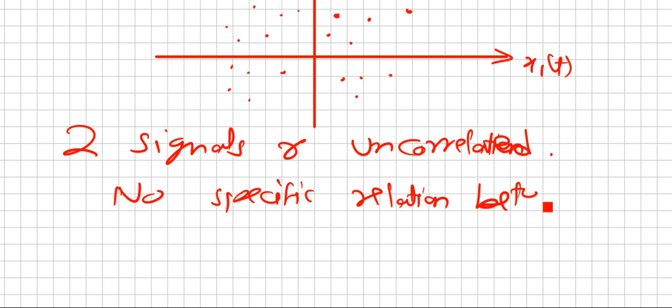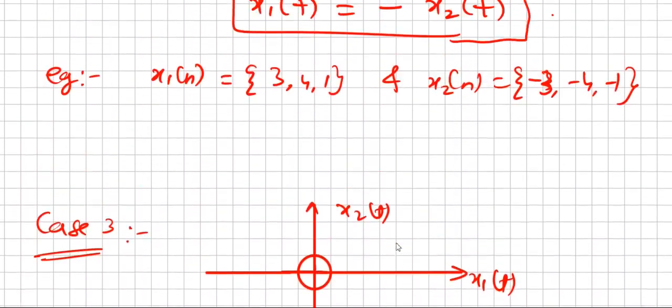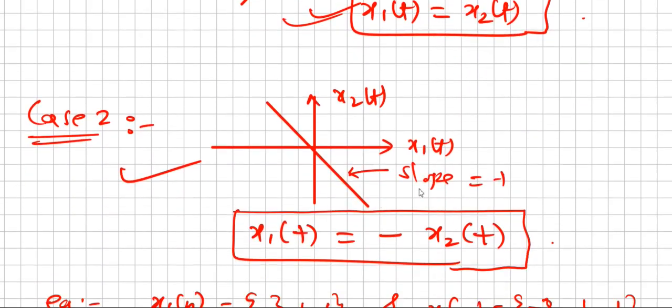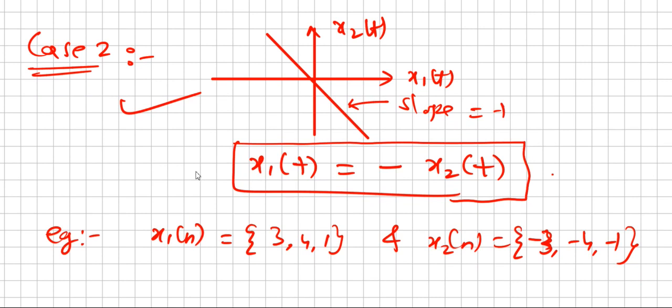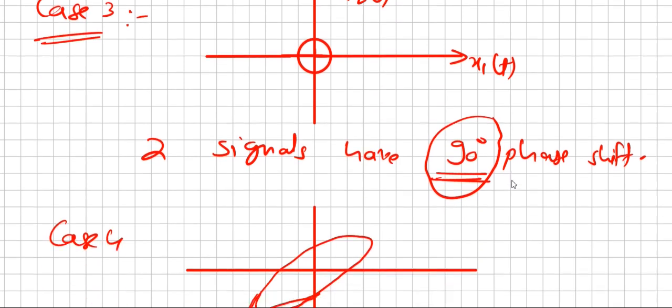No specific relation between two signals. So case number 1, if positive slope with slope value as 1, that means the two signals are the same signal. If negative slope with slope as -1, a straight line passing through the origin, then in that case x1(t) equals minus of x2(t). Third case, if I get one circle, that means they have how much phase shift? 90 degree phase shift. The two signals have 90 degree phase shift.